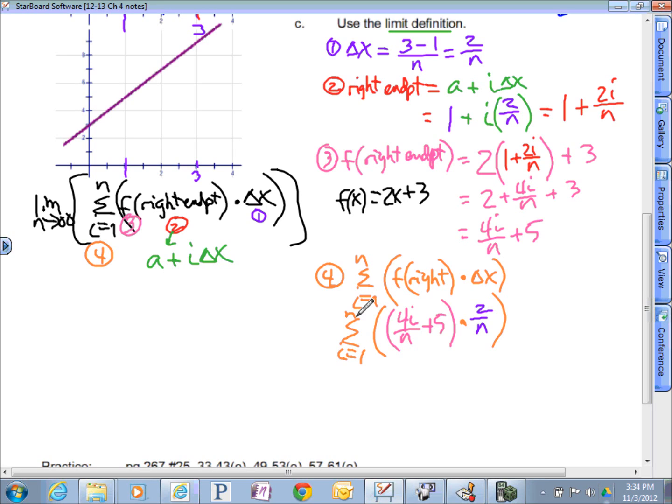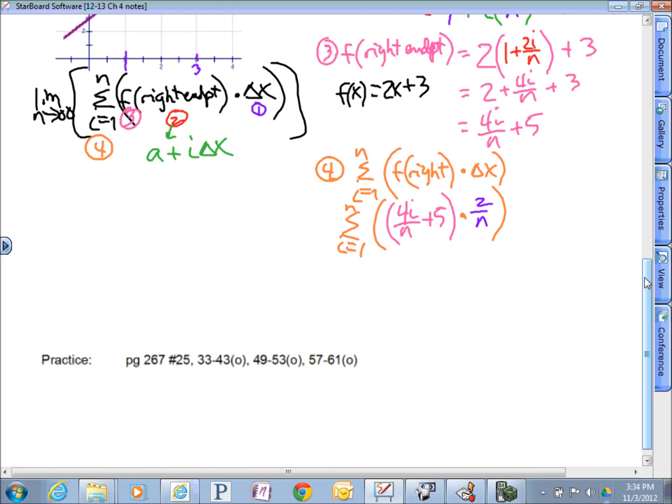Well, is that a hard sigma problem? We've been practicing that a little bit. We could distribute it. In fact, I'm going to do it without writing all the sigma stuff down. If I just take what's inside, the first term would be 2 over n times 4 over n times i, which is 8i over n squared, plus 5 times 2 over n, which is 10 over n. That's what's inside the quantity we're supposed to be doing sigma of.